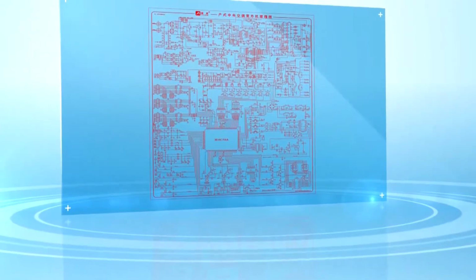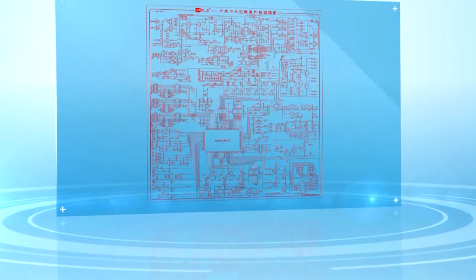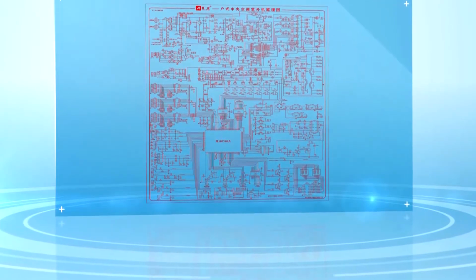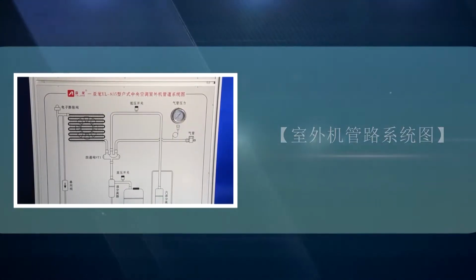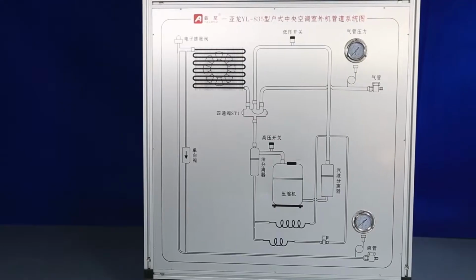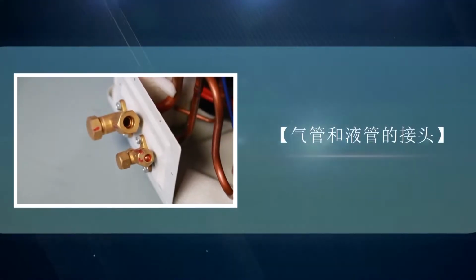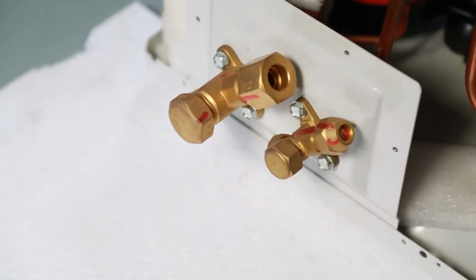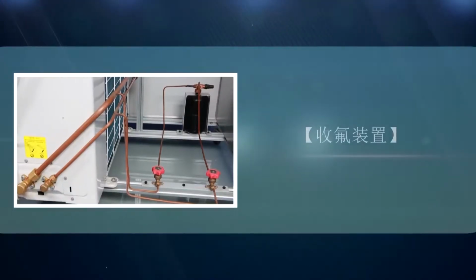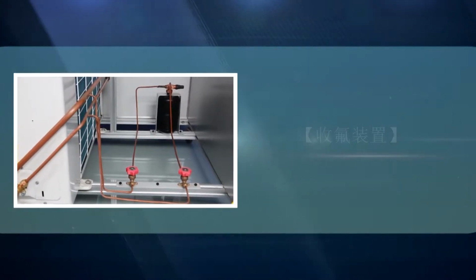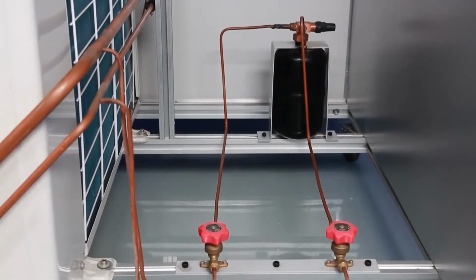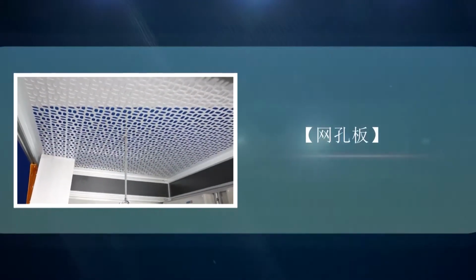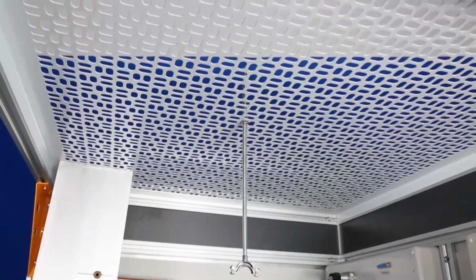The schematic diagram of the outdoor machine consists of three parts: main control circuit, power module, and protection circuit. The piping system of the outdoor machine is shown. The joint of the air tube and liquid pipe is used for maintenance and installation. The device can simulate the running condition of the fluid. Mesh plate. It can perform three-dimensional spatial orientation with the derrick.